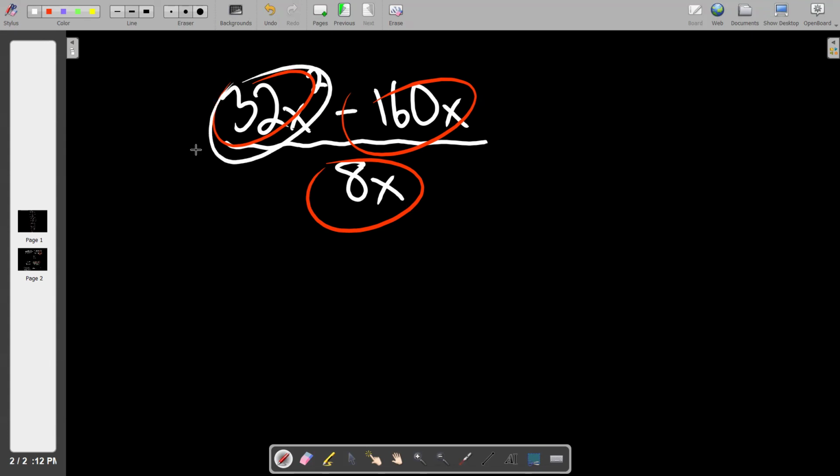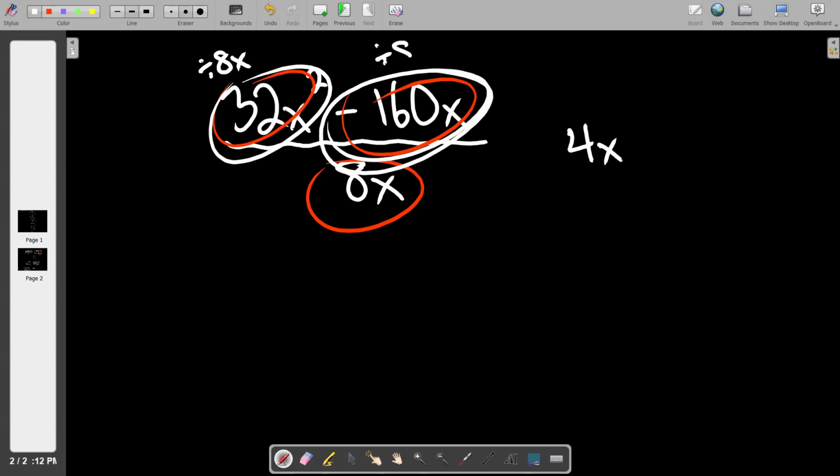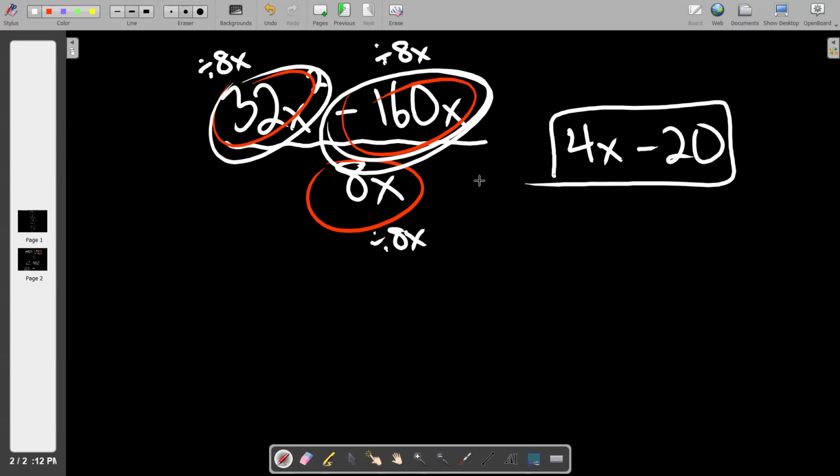What's this first one if I divide it by 8x? It becomes a 4x. Very good. What's this second one over here if I divide it by 8x? Minus 20. And on the bottom, what's this 8x if I divide it by 8x? So my answer is just 4x minus 20.